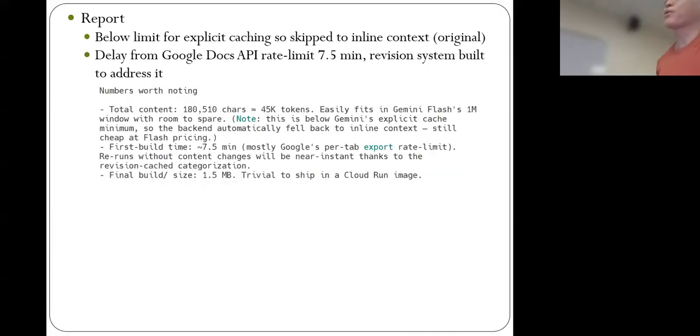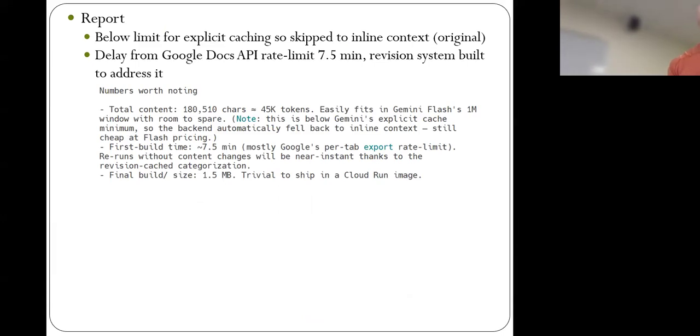Okay, this is the report. So it looks at this, and it says, yeah, 180 kilobytes, 45,000 tokens. This fits into the 1 megabyte window with room to spare, but it's below the cache minimum, the explicit cache minimum. So you're gonna have to do implicit caching, which, you'll see, is there as well.